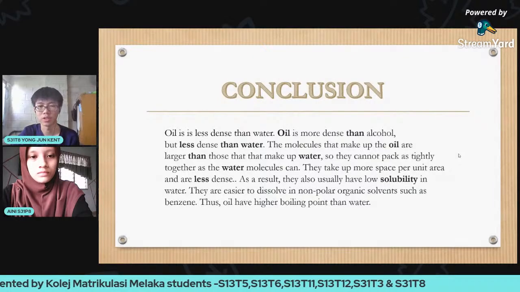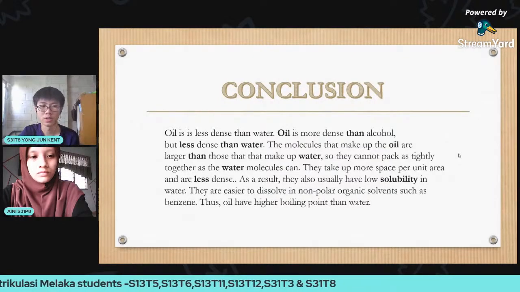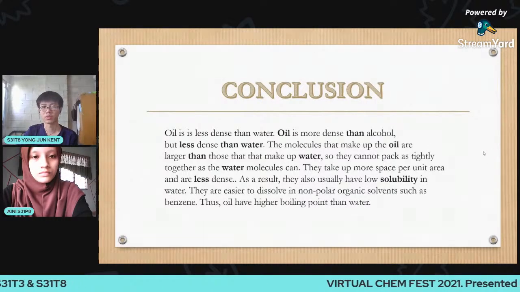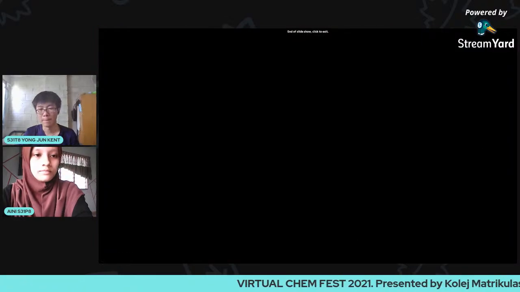As a result, they also usually have low solubility in water. They're easier to dissolve in non-polar organic solvents such as benzene. Thus, oil has a higher boiling point than water. Thank you.